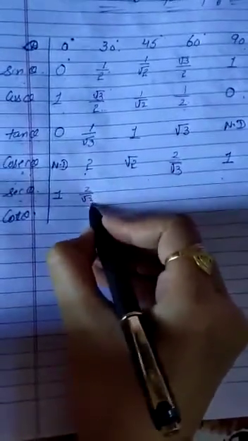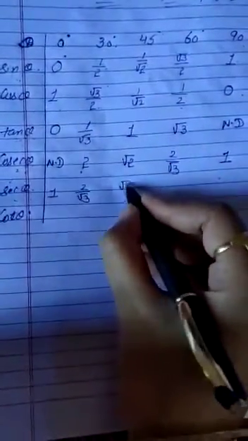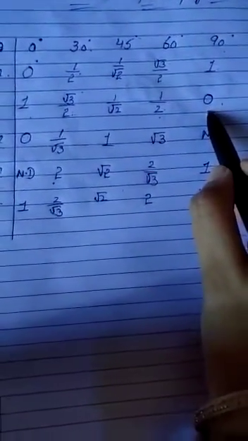Next is secant theta. Secant is the reciprocal of cos theta. So we are going to take the reciprocal of the cos line. The reciprocal of 1 is 1. Here is 2 by under root 3. Here is under root 2 upon 1, meaning under root 2. The reciprocal of 1 by 2 is 2 by 1, which is again 2. And the reciprocal of 0, meaning 1 by 0, is not defined.